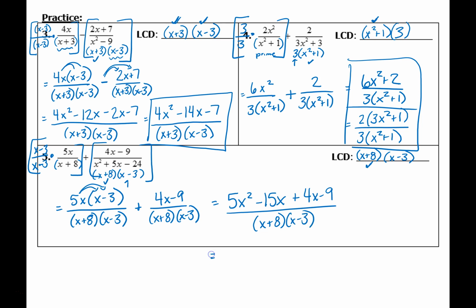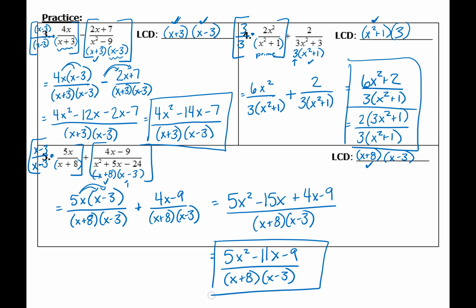I've got some common terms there, so let's see, 5x squared minus 11x minus 9. That's all over x plus 8 times x minus 3. That one is not going to simplify further when I try factoring, so I am done with that one.